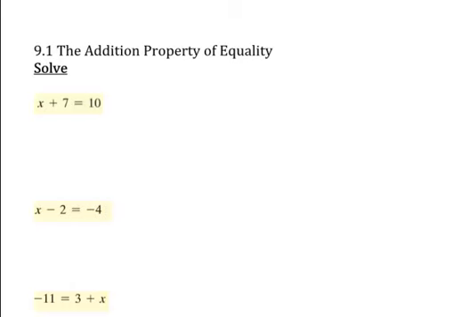9.1 is called the addition property of equality. What we're going to be doing in chapter 9 is solving equations. In solving equations, what we're really trying to do is get the letter by itself. My first problem says x plus 7 is equal to 10. So I'm trying to solve for x. I want to get the letter x by itself.